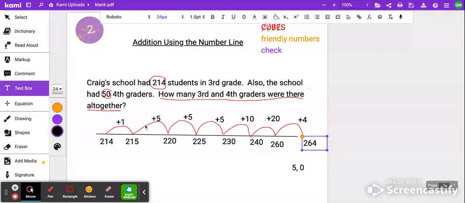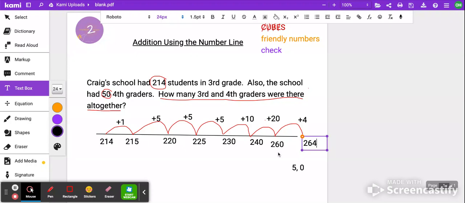And then we added 5 onto that because, of course, we had to get our friendly number here. So when we added 5 more, it was at 220. Then 5 more is 225. 5 more is 230. And then we added 10 so we could get practice with that. So we're at 240. And then we added 20 more, which made it come to 260.